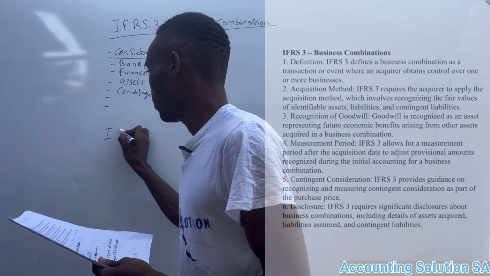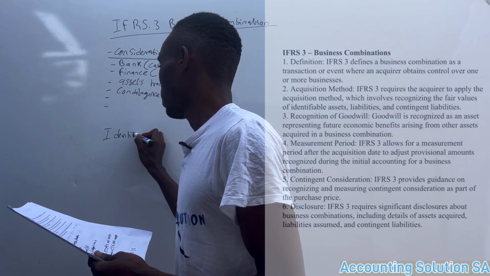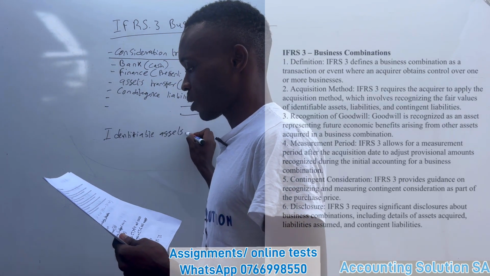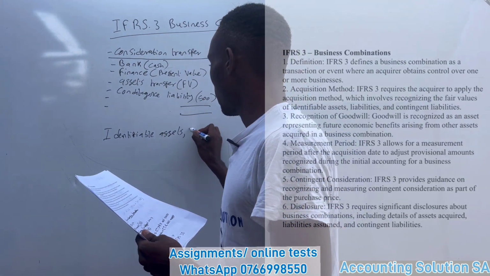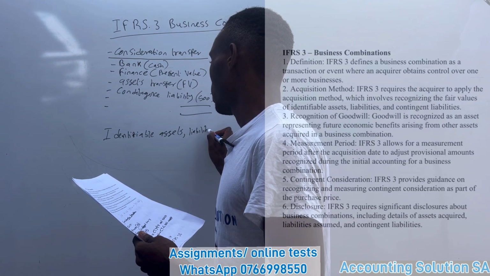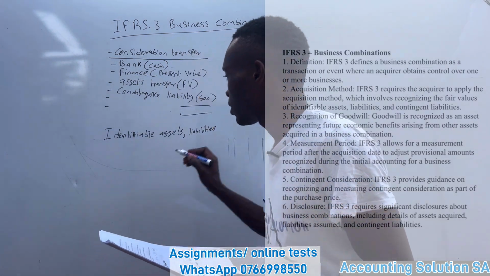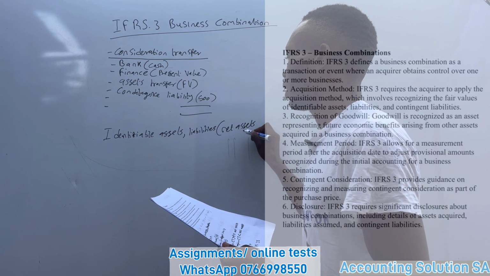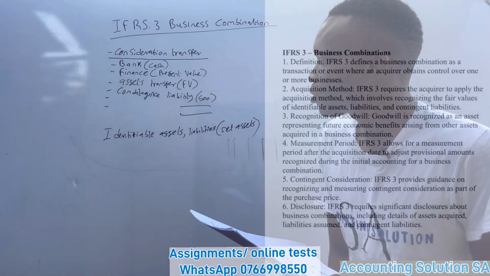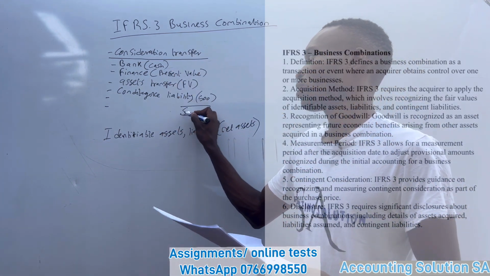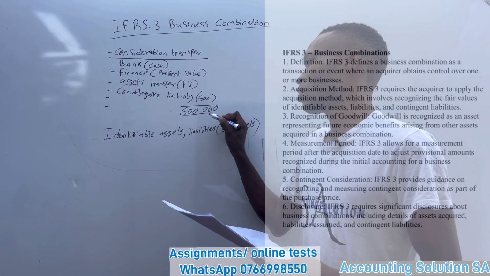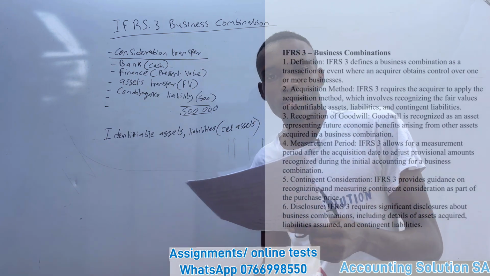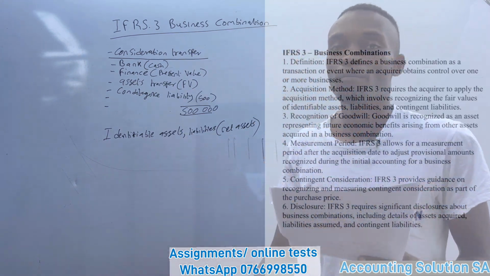Identifiable assets and what? And the liabilities. Okay, in other words, let's just simplify it and say net assets. So you need to compare the total that you are going to pay, 500,000, and the net assets of that company, so that you will be able to know whether this is a goodwill or a gain from bargain purchase.